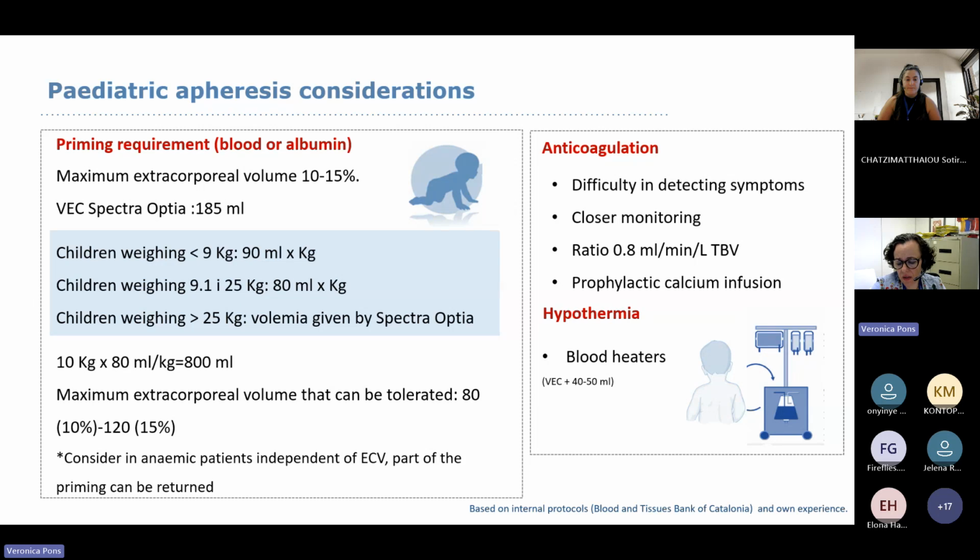To prevent closing of the circuit, anticoagulation is necessary, as in other apheresis procedures, and we usually use ACDA. As you know, one of the main side effects is hypocalcemia, and symptoms sometimes are difficult to detect in children, so we have to be more vigilant in these cases. Also, sometimes we need blood warmers to avoid hypothermia. Another consideration, of course, is venous access, which depends on age.